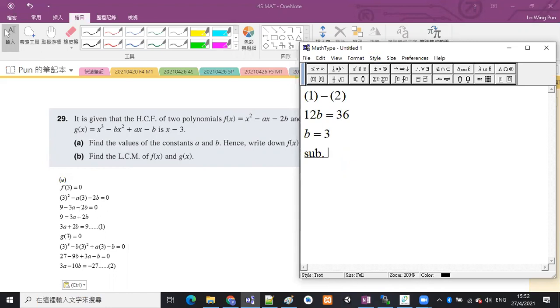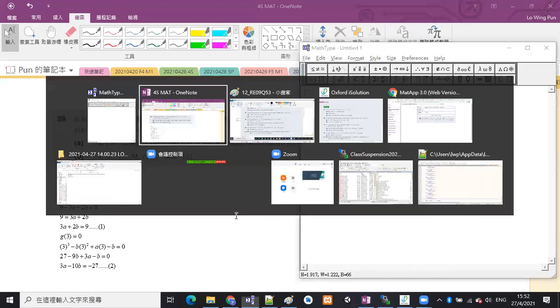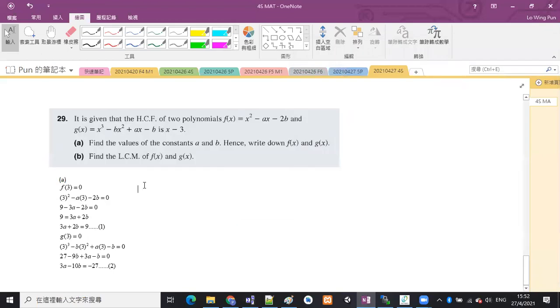And then sub b equals 3 into equation 1. So we have 3a plus 2 times 3 equals 9. 3a plus 6 equals 9. And 3a is 3, so a is 1. Okay, so that is the answer of the first part of part A.